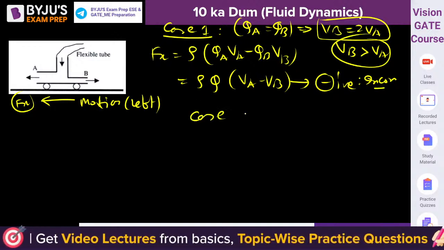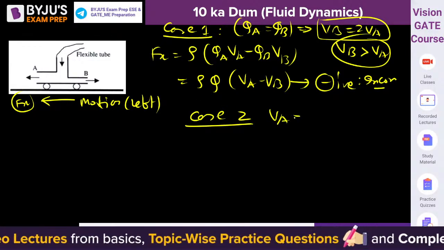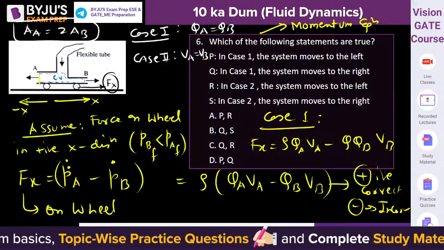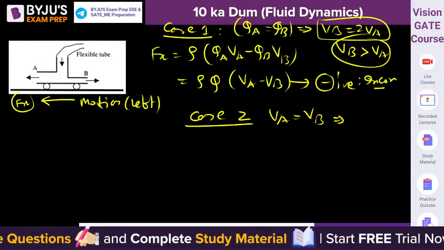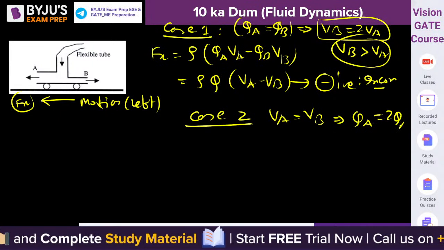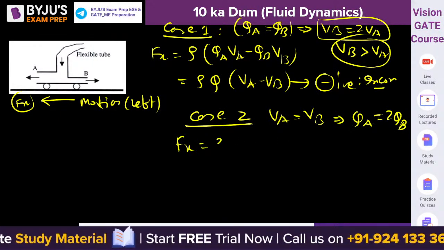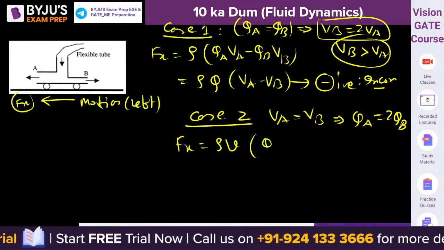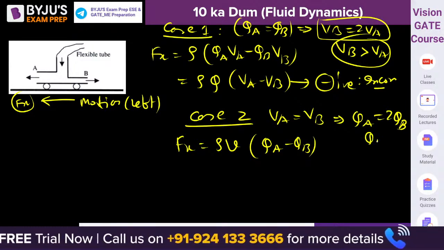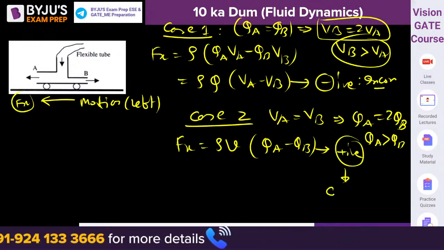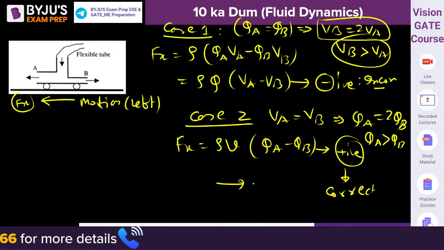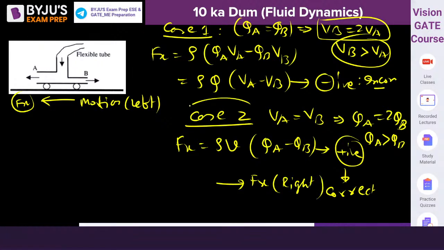If we talk about case 2, then VA is equal to VB, and then QA is equal to twice of QB. That is what we got. So Fx will be equal to ρV times (QA minus QB). Here QA is greater than QB, so it is positive. Positive means our direction is correct, so the force on the wheel is in the correct direction, that is, it is moving to the right. So in the second case, it will be moving on the right hand side, and in the first case, on the left hand side.